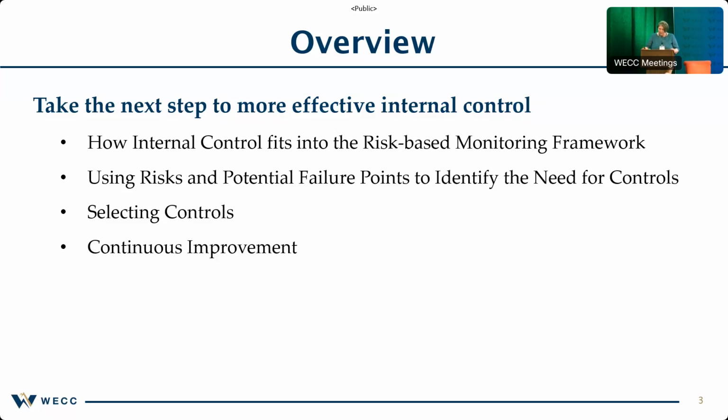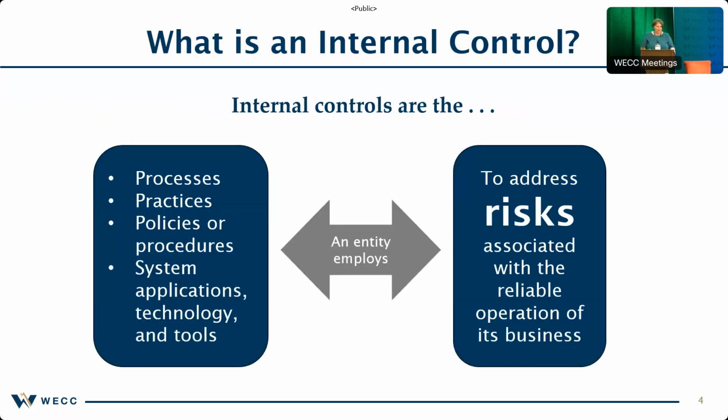So we're going to start with how internal controls fit into the ERO Enterprise Risk-Based Monitoring Framework. Follow that with how to use failure points in identifying the need for controls, how to select appropriate controls, and we'll give you a few examples there, and then how to set up a program for continuous improvement. So, basic, what is an internal control?